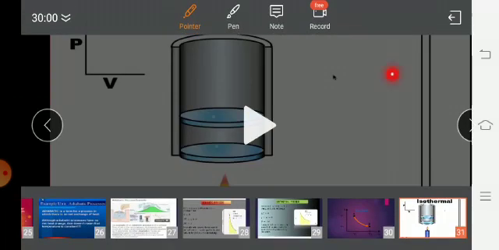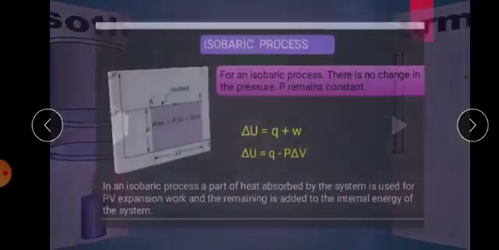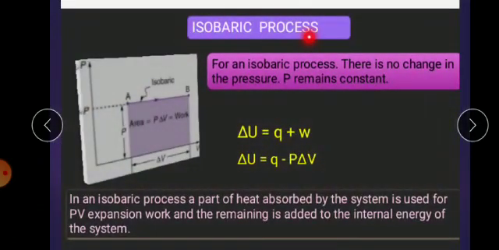Next, we are going to see the isobaric process. In the isobaric process, there are no changes in the pressure. Pressure remains constant. So isobaric means pressure remains constant.